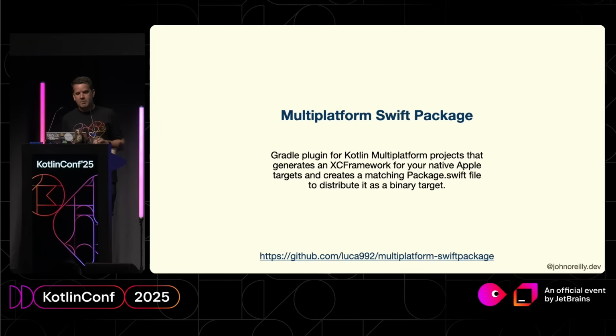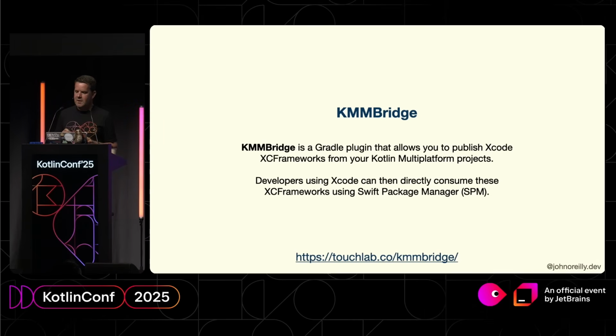The Swift package in this example for the BikeShare project was built using the Multiplatform Swift package plugin. This plugin automatically creates the associated XC framework and package.swift files. The publication of these artifacts, though, needs to be managed separately. Another solution that many teams are now using for this is KMBridge, or Cambridge as it's known, from, you probably guessed it, TouchLab. This also creates the XC framework from the shared code, but also, importantly, supports a range of options for managing the publication. Very powerful tool.